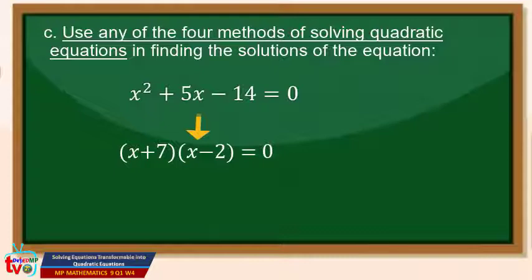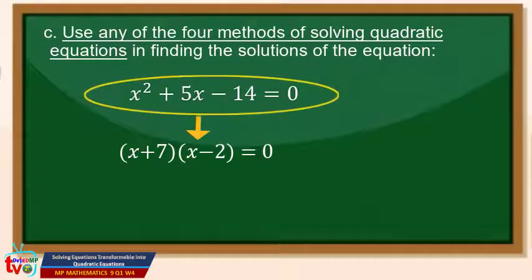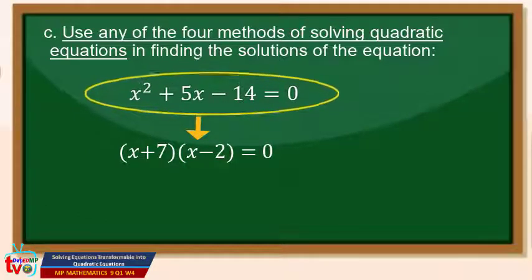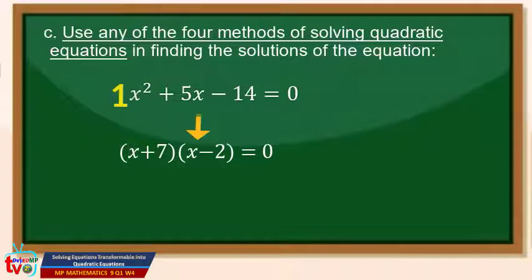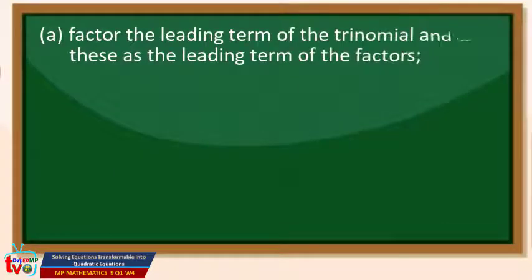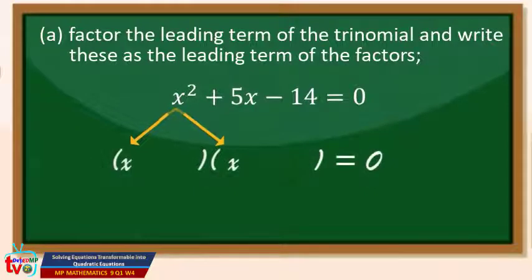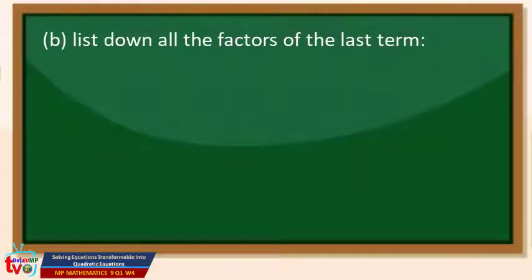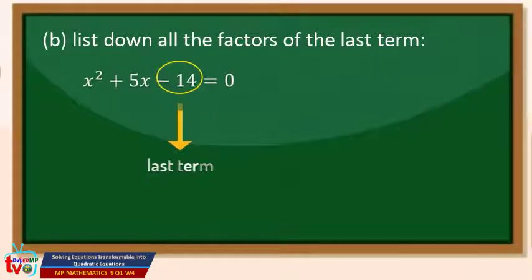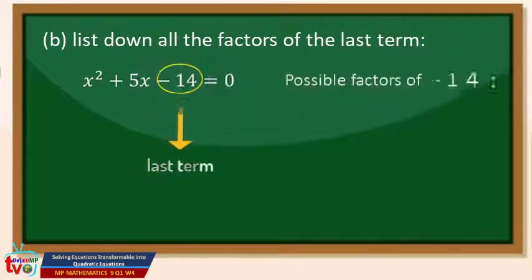If you have noticed, the leading coefficient of this trinomial x squared plus 5x minus 14 equals 0 is 1. When you were in grade 8, you learned that to factor trinomials with 1 as the numerical coefficient of the leading term, first is to factor the leading term of the trinomial and write this as the leading term of the factors. Second, list down all the factors of the last term. And negative 14 is the last term. Get all the possible factors of 14.